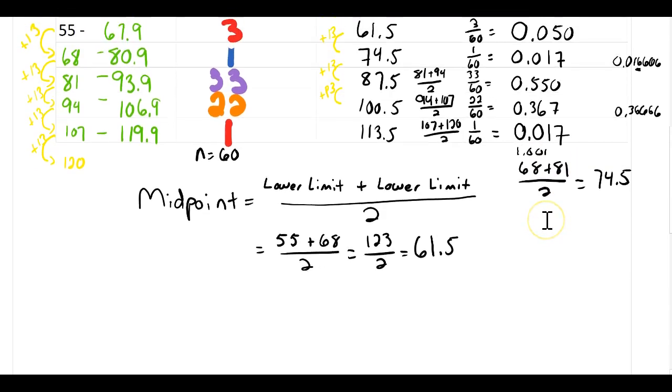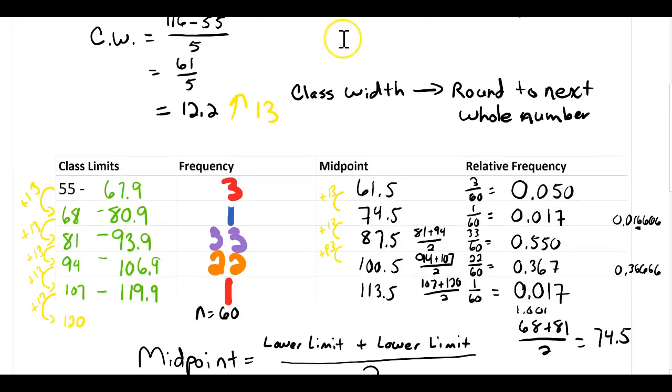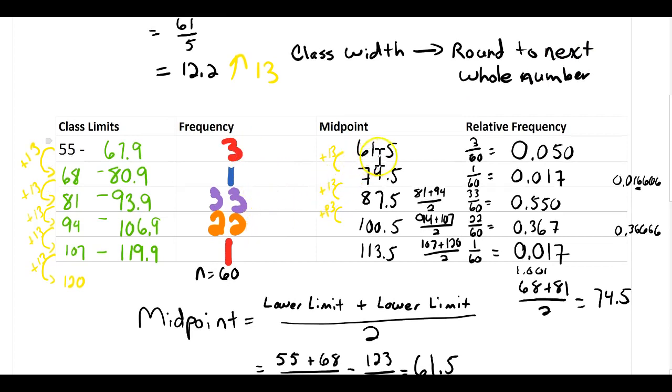So this is a frequency distribution for quantitative data. You've got to find your class limits, adding your class width down. Don't forget to round your class width up to the next whole number. Count your frequencies. Your midpoints are lower limit plus lower limit divided by 2. And your relative frequency is your frequency divided by your total frequency, and we round to 3 decimal places. So go ahead and try making some frequency distributions for quantitative data, and then let me know if you have any questions.